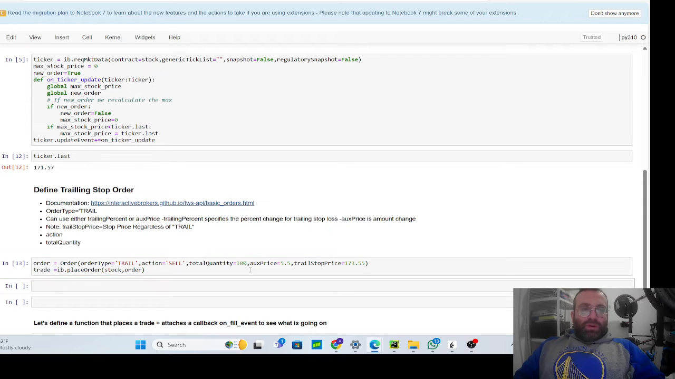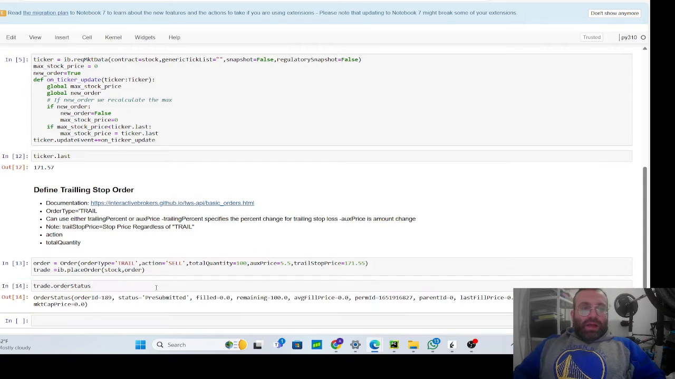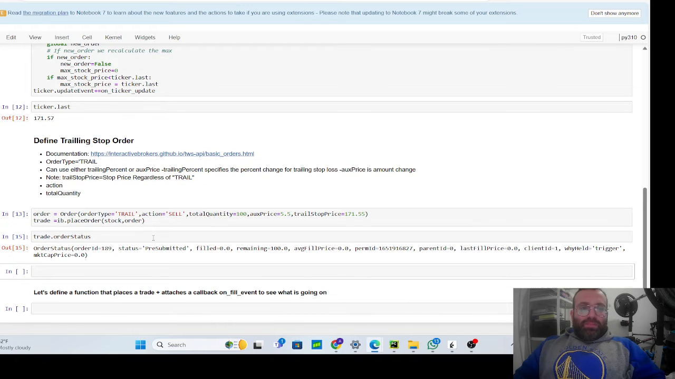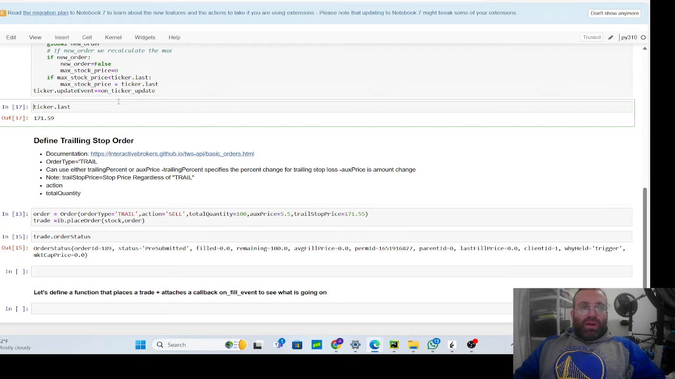So then I place this order, and then I do trade.orderStatus. I look at the order status, it's pre-submitted. It's still pre-submitted because it's above 171.55. And once it falls to 171.55, you'll see that it'll be filled, because this is the stop price regardless, and this is for sell. For buy, it'll be the opposite direction. When the price goes high, you buy.